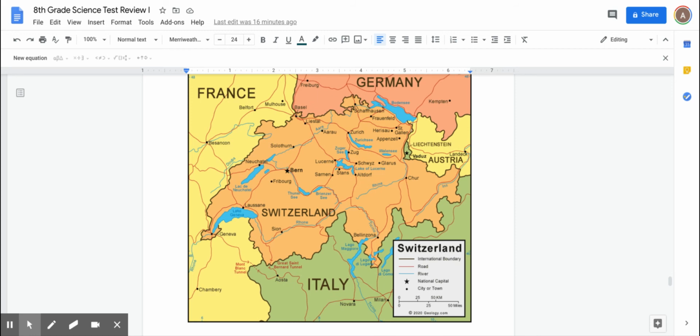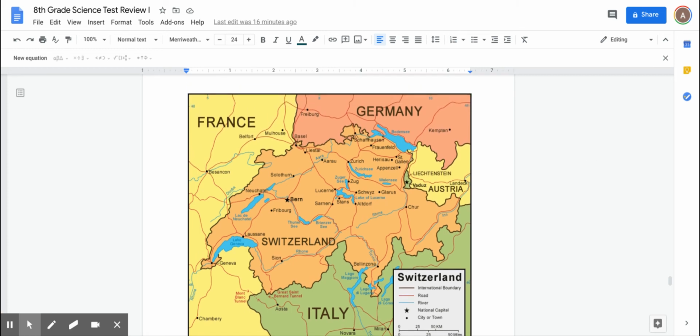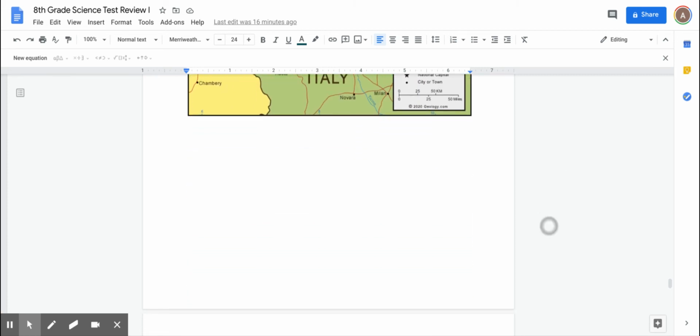So here's Switzerland in Europe. There it is. There's Switzerland. Here's Italy, France, and Germany. Here's the Alps. Just to give you a location of Switzerland.